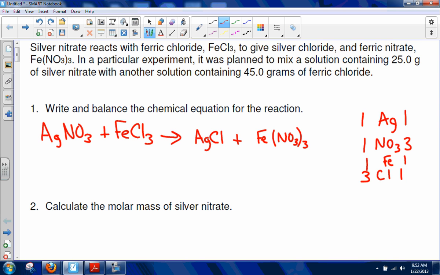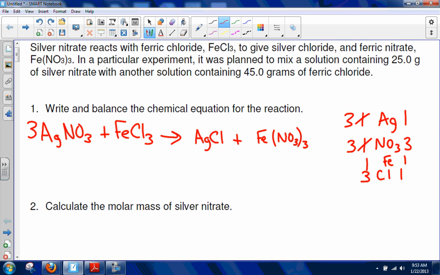Okay, so starting at the top, I've got 1 silver, 1 silver. Those are balanced right now. I've got 1 nitrate and 3 nitrates. So those are unbalanced, right? So I have to ask myself, what times 1 gives me 3? 3. So I'm going to put a 3 in front of the compound that has nitrate on the left side of the equation. And then I have to update my element inventory. I've got 3 silvers. I've got 3 nitrates.